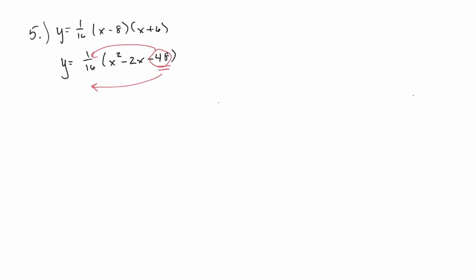So what is 48 divided by 16? 3. Okay? So what we're really going to do is just add 3 to both sides. If you want to multiply through and then add the 3 and then factor out the 1/16 again, it's not a problem. It's just a couple extra steps. So we're going to end up with y plus 3 on this side equals 1/16 times x squared minus 2x. If you work all that out, you'll come out with the same exact scenario as we have here.